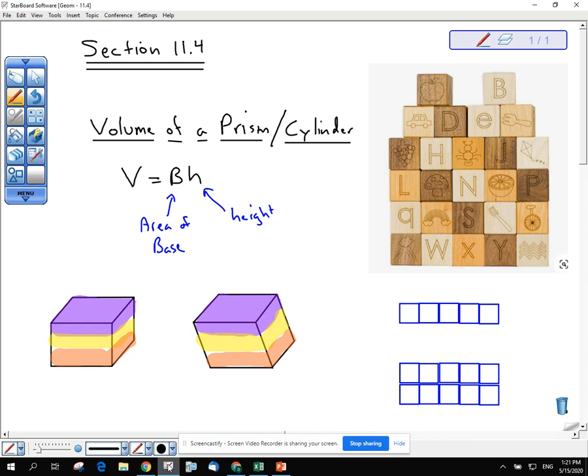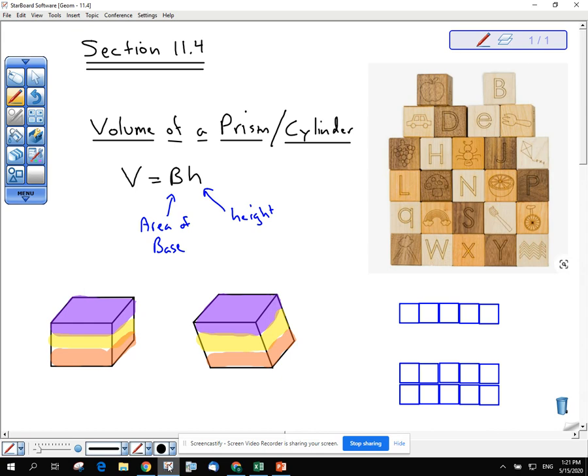Geometry section 11.4, volume of prisms and cylinders. We'll start with a simple formula, V equals BH, a reminder that capital B stands for the area of the base. That is to be distinguished from lowercase b's that you'll see in other places that also stand for base, but those are lengths. Capital B is to remind you that it's an area, a two-dimensional area, and H is then the height.